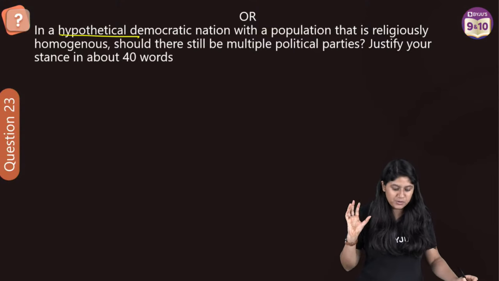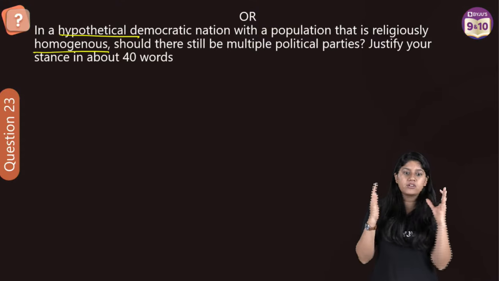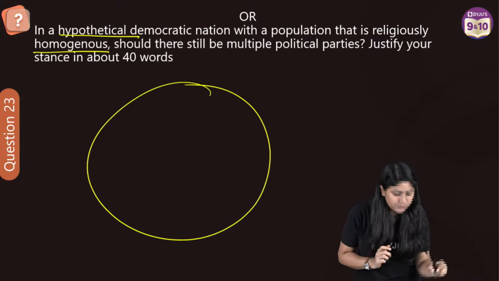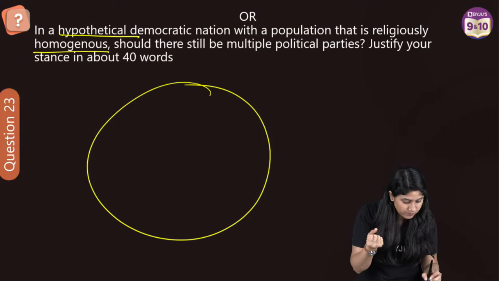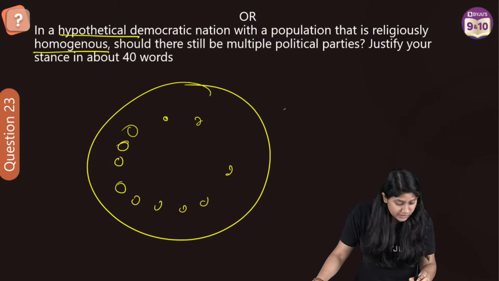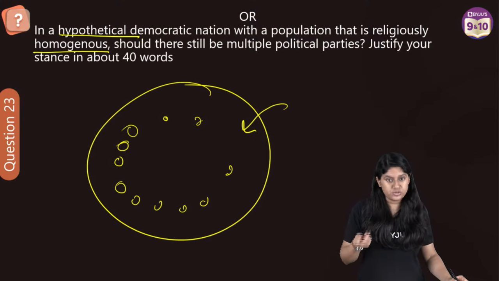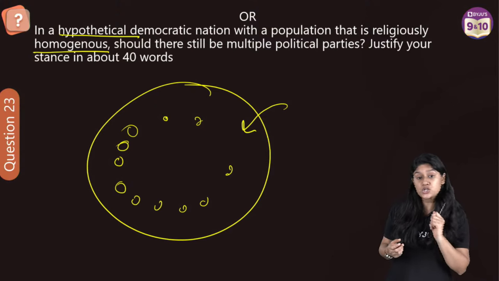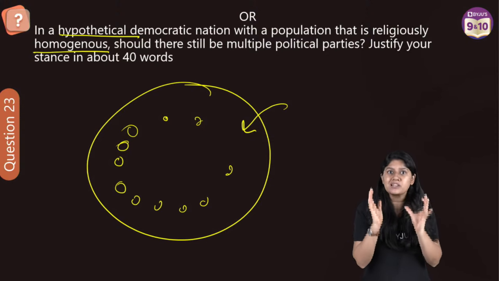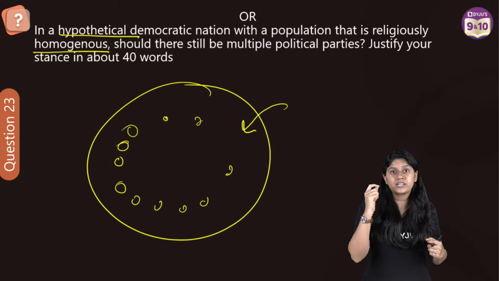In a hypothetical democratic nation with a population that is religiously homogeneous. Homogeneous means same. Everyone, let's focus. So in a hypothetical situation, just an imaginary situation, we have a nation where the majority of the population are following a similar religion, right? The question is, should this particular nation have a multiple political party system? Yes or no? And we have to explain why also. Tell me everyone, why you think that we should have a multi-political party system even though in a place we have a population who follows a similar religion? In short, basically the question is asking, what are the advantages of the multi-political party system?